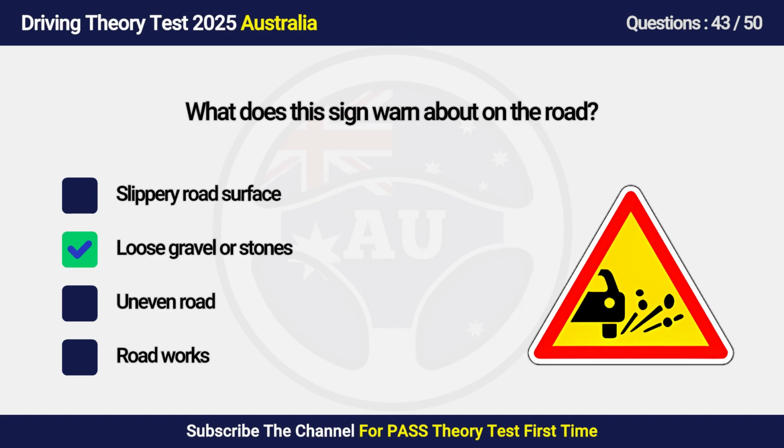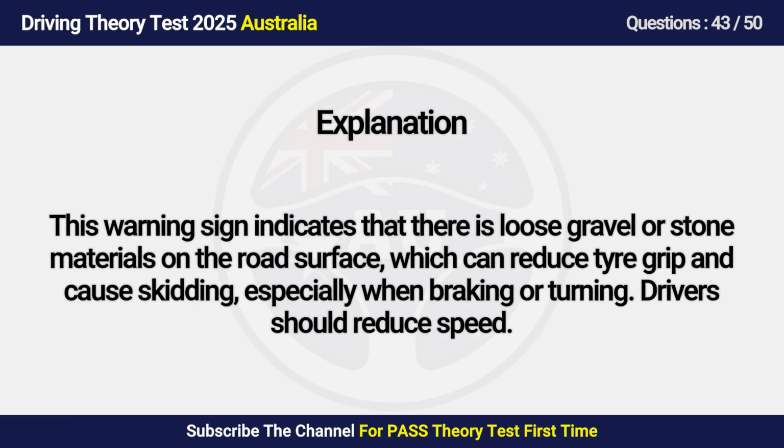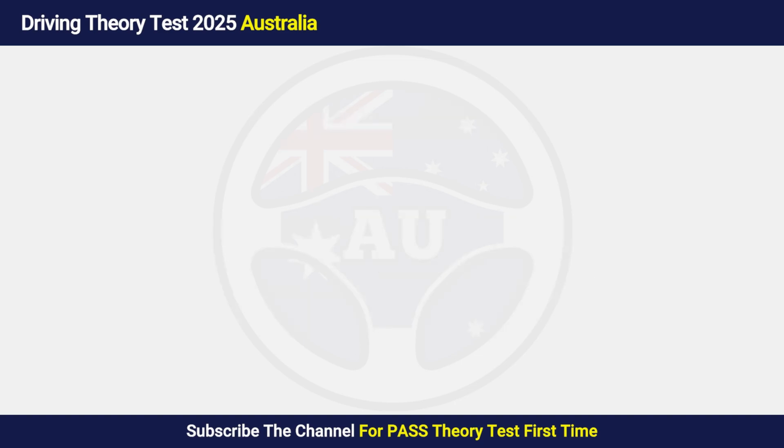Answer is B. Loose gravel or stones. This warning sign indicates that there is loose gravel or stone material on the road surface, which can reduce tire grip and cause skidding, especially when braking or turning. Drivers should reduce speed.